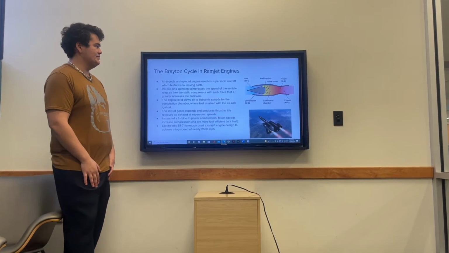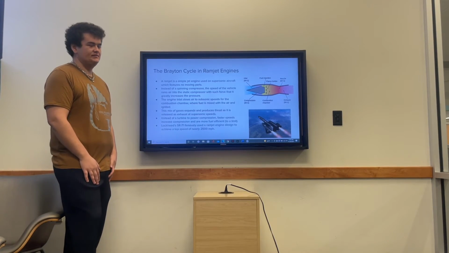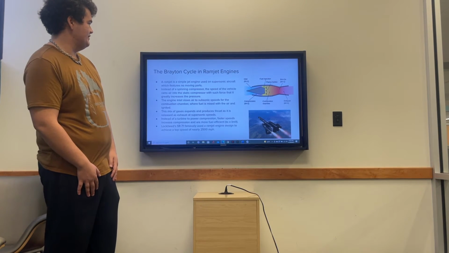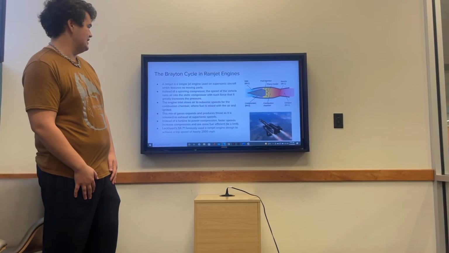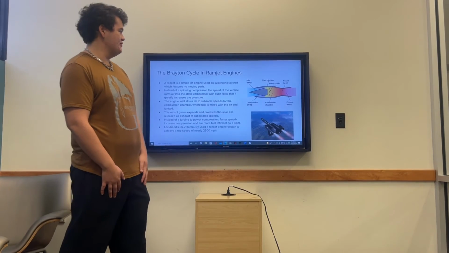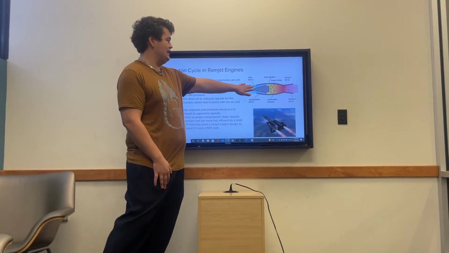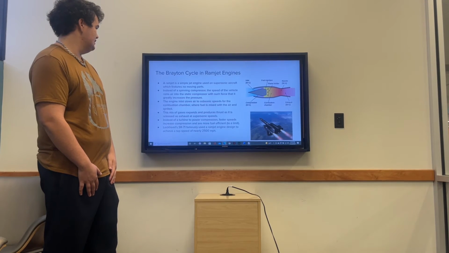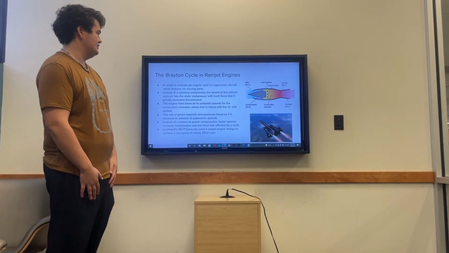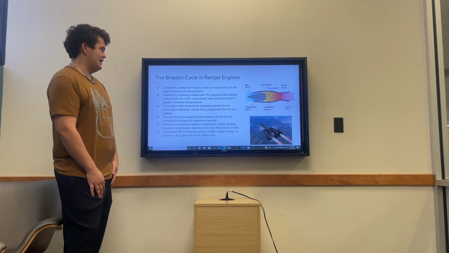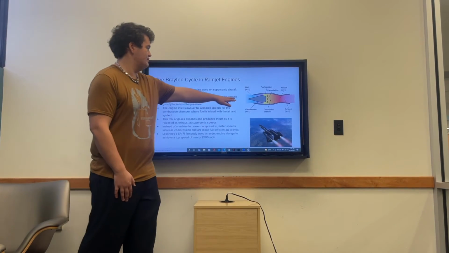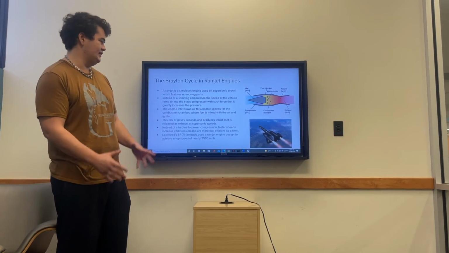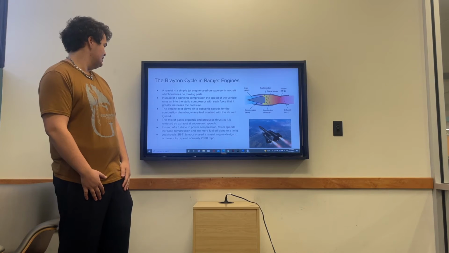Now I'm going to be talking about the Brayton cycle and ramjet engines. So a ramjet is a simplified jet engine used on supersonic aircraft which feature no moving parts. So no spinning turbine, spinning compressor like in a typical jet engine. So instead of a spinning compressor, the speed of the vehicle rams air into the static compressor at the front of the engine with such force that it greatly increases the pressure.